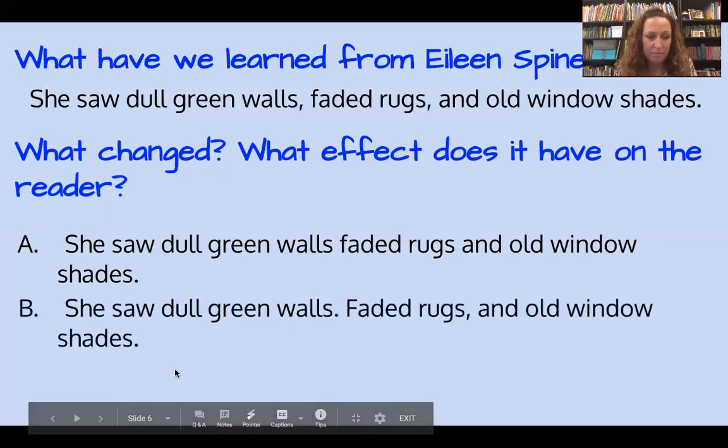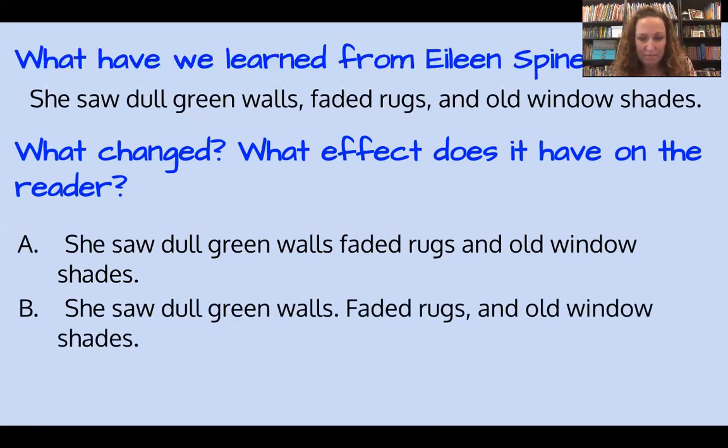What about in this one? Well, this one's interesting, isn't it? The change is that first comma got changed to a period. So now it says, she saw dull green walls. Okay, that's fine. That's a sentence. Now let's look at the next part. Faded rugs and old window shades. It's not really a sentence, is it? We don't have a subject. We don't have a verb. We just have stuff. So we want to make sure that when we use periods, we put them in places that really complete our thought and help our reader to fully understand the subject and the verb that creates meaning.